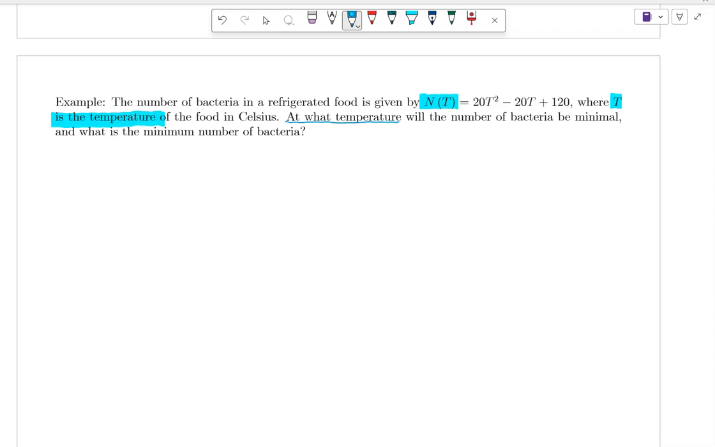But then it asks, at that temperature will the number of bacteria be minimal? And then it says, what is the minimum number of bacteria? So again, going back up to where we were defining it, when it's asking for the minimum number, that is asking for the value. So you have to take what you found for T equals negative B over 2A, and plug it in, so you do N of negative B over 2A. You plug in whatever you found into this, and that'll give you your minimum number of bacteria.